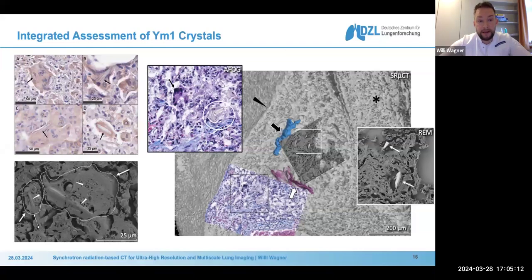Here's just an example of how we use this integrative imaging. We then stained for alveolar macrophages, cells that are eating deposits, and we could find those crystalline structures within the macrophages and prove that they are not an artifact of our sample preparation, but they must have been in the lung when the animal was still living, because cells ate the crystals.